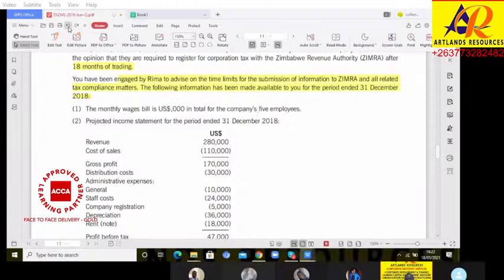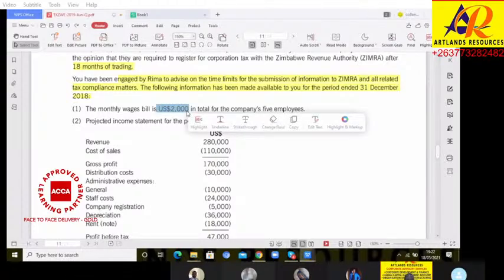On the employees, we are told their salary is 2000. Please pay attention. You divide 2000 by 5. So divided by 5, each one gets 400.